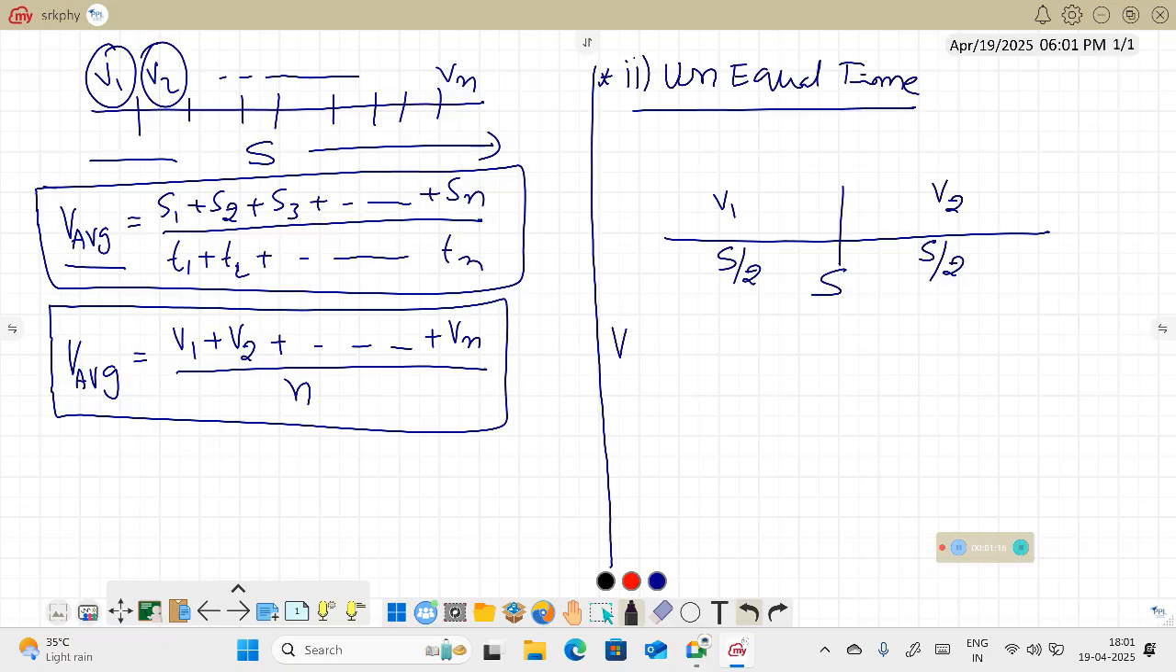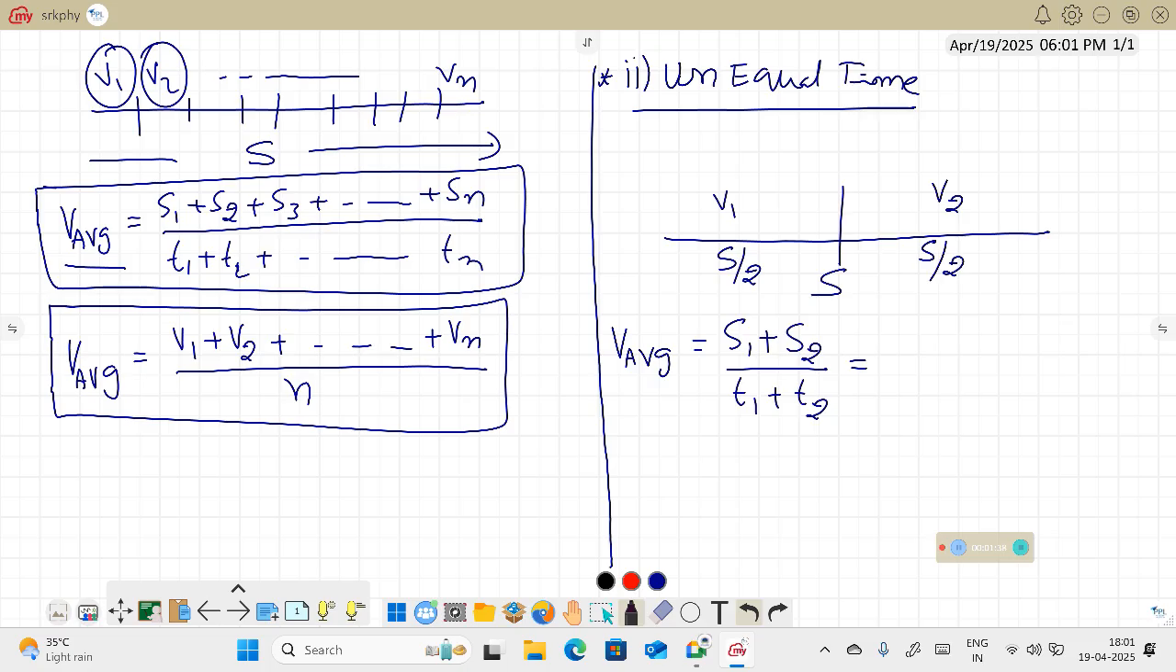So the basic formula for average speed is the same. What is the basic formula for average speed? Average speed equals total distance by total time. What is the total distance? S1 plus S2, the two parts, divided by T1 plus T2. First, we are solving this to convert it into a formula.